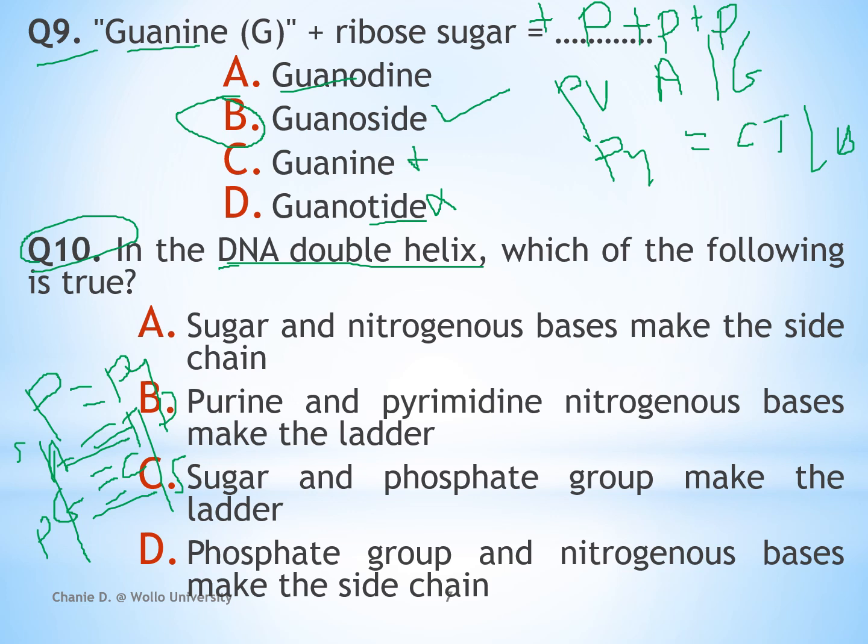Therefore, choice A says sugar and nitrogenous bases make the side chains, not correct. B, purine and pyrimidine nitrogenous bases make a ladder. That may be the correct answer. C, sugar and phosphate group make the ladder, not correct, rather they make the side chains. D, phosphate group and nitrogenous bases make the side chains, not correct. So the correct answer is B. Nitrogenous bases form the ladder, sugar and phosphate form the side chains of the DNA double helix.